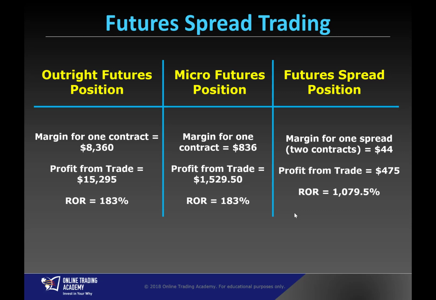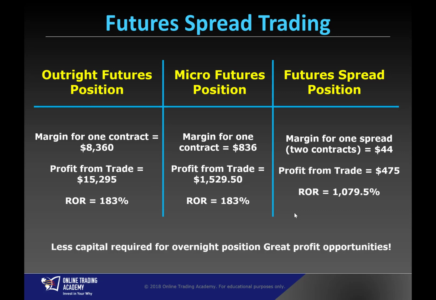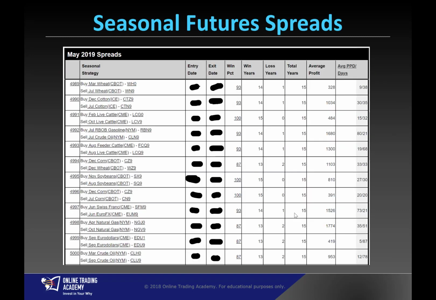As a matter of fact, there's also seasonal spread trading when it comes to the markets. I mentioned earlier the intra-market spread that we saw on soybeans, and we can do the same thing with a lot of other contracts. You'll see right here, March wheat, July wheat, December cotton, and July cotton, February live cattle, and October live cattle. These are what we call intra-market spreads. And the thing to take a look at here is the win percentage. 93%, 93%, 100% of the time over the last 15 years, they made profits in those spreads.